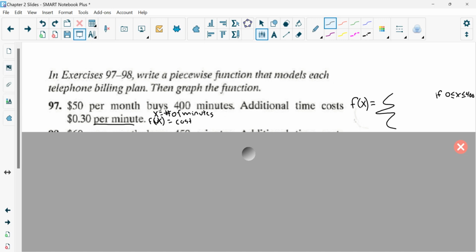So all you're doing is 50. You don't have to put an x with it, because as long as you're in that 0 to 50 range, you're charged $50 no matter what. But again, you have to have that "if" after it.